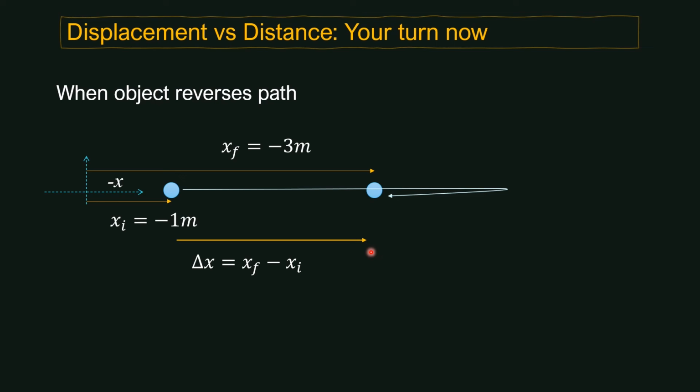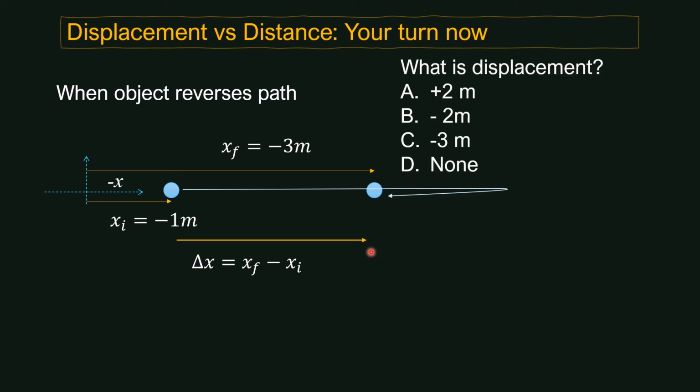What is your answer? The correct answer is B, or negative 2 meters. When written as a real direction, it means again 2 meters to the right, which is the same as the previous answer when we chose positive to the right.